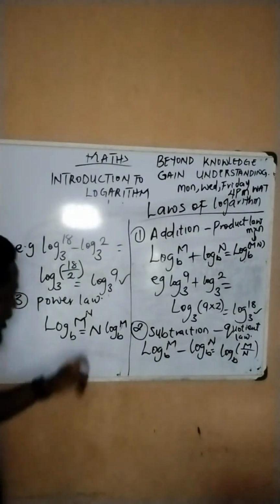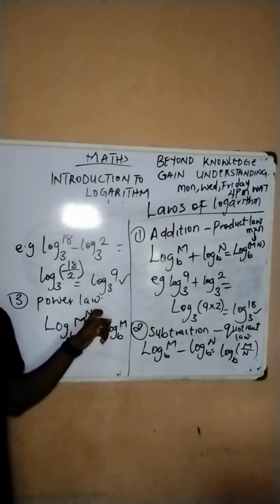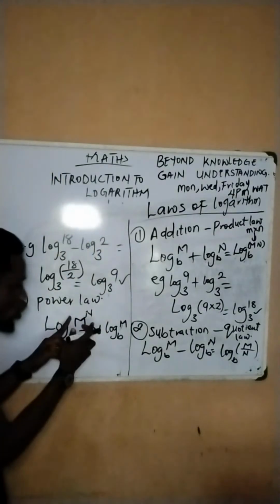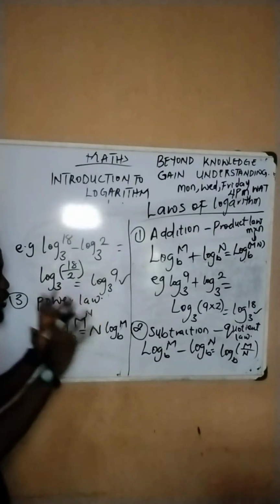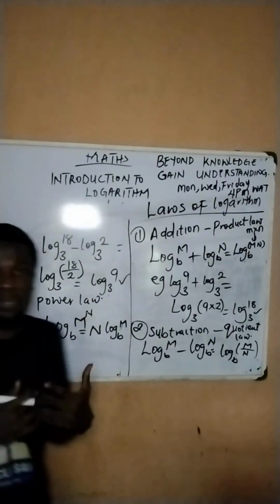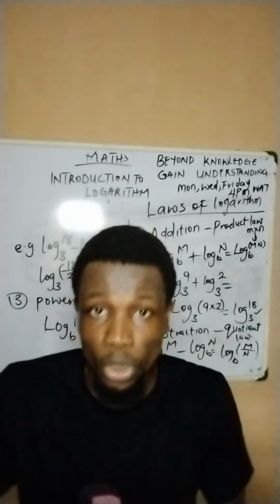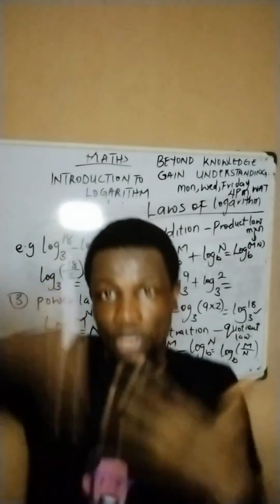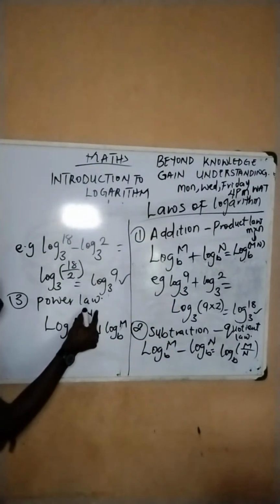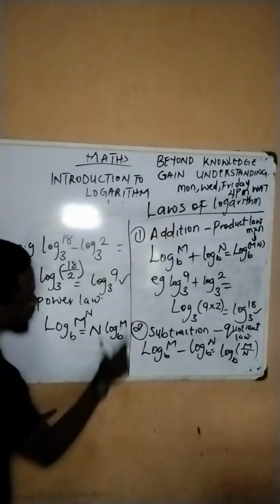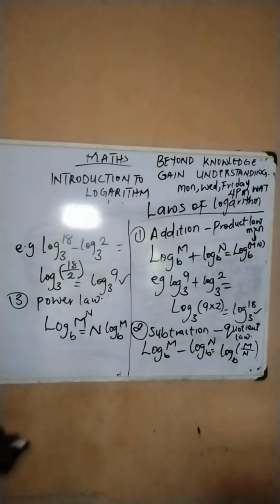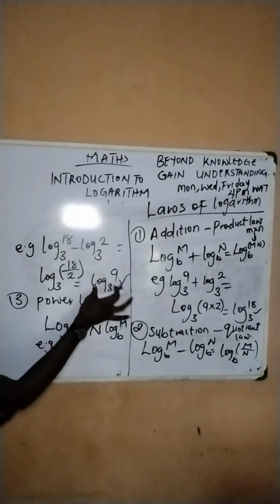So I've not really done much here. What I simply did: if your log has a power, or can be reduced to a base and a power, because most of the time the question doesn't come with the log already having a power. It comes in such a way that you can actually reduce it to a base raised to the power of something. So you take the power and multiply it to the log of m to the base of b.